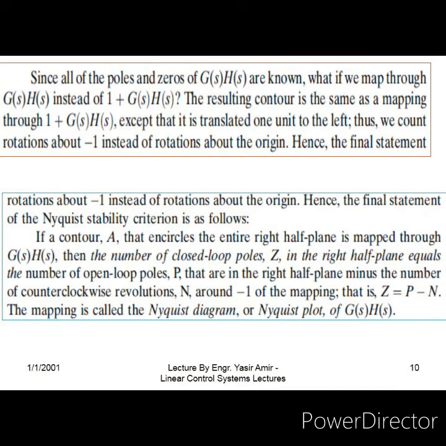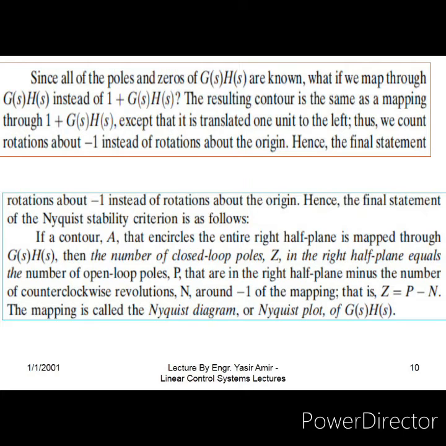Now we do a small trick here. The second plane, the F of s plane, was 1 plus GH, and we were looking at the encirclements of the origin. Whatever path we took in the s plane, when it was mapped into the F of s plane, encircled the origin, and the number of encirclements was N equal to P minus Z, as we have seen in the previous slide.